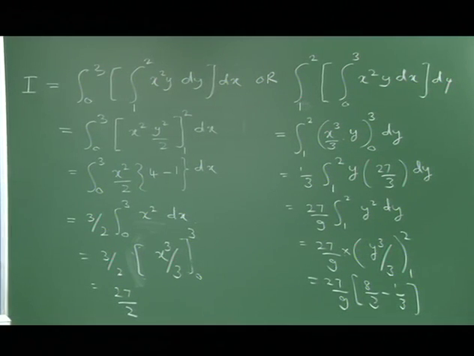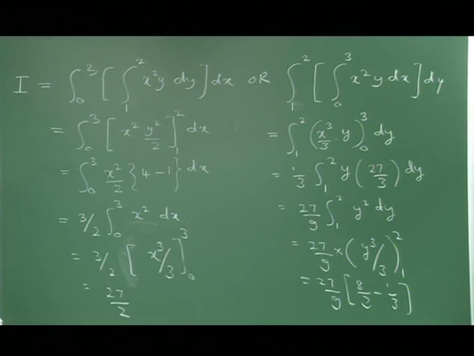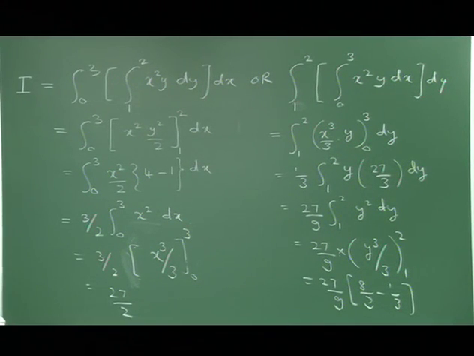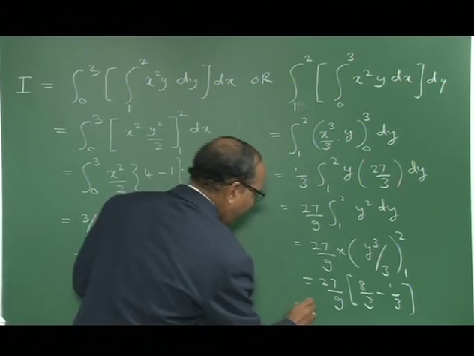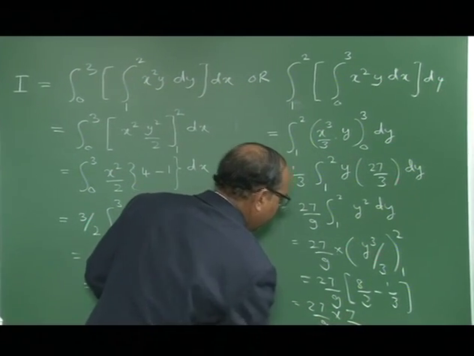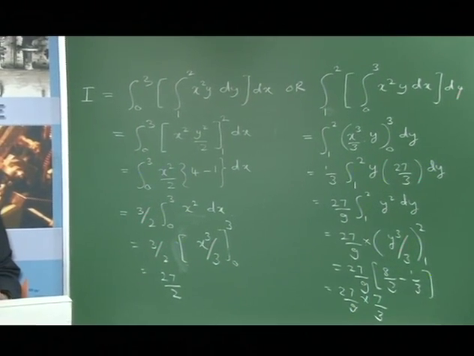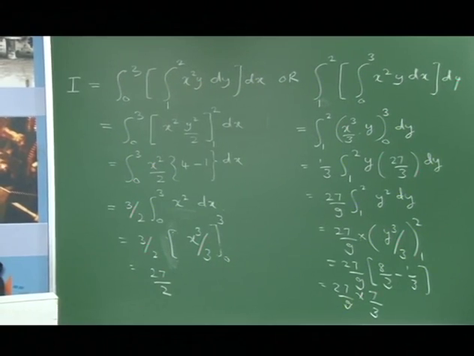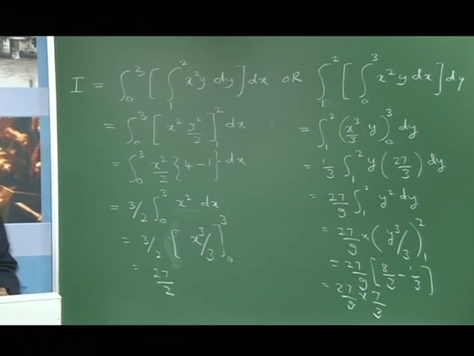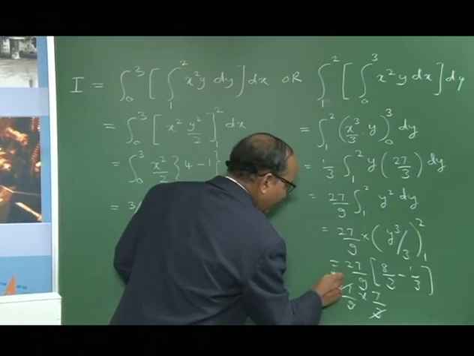First we have integrated with respect to x, that is x cube upon 3 y as it is, putting the x value: x equal to 3, that is 27 by 3, x equal to 0, that is 0, minus 0, that is 27 by 3. Now, integrating y square, that is y cube upon 3, 8 by 3 minus 1 by 3 it is 7 by 3, 27 by 9 into 7 by 3. We can simplify that 3 into 9, 27.